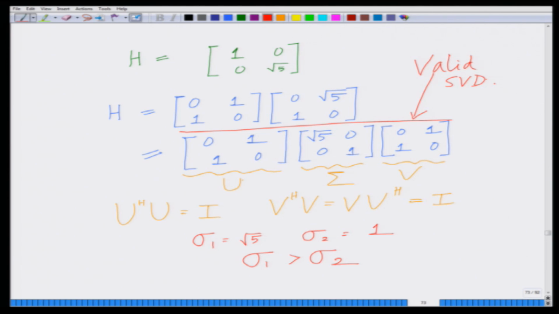singular value decomposition. What we have done is a simple manipulation. We have pre-multiplied and post-multiplied by the 0 1 1 0 matrix, the flipped identity matrix, which shuffles the singular values square root of 5 and 1 into the correct order. So now sigma 1 equals square root of 5 and sigma 2 equals 1, sigma 1 is greater than sigma 2, both singular values are positive, and therefore this is a valid singular value decomposition.